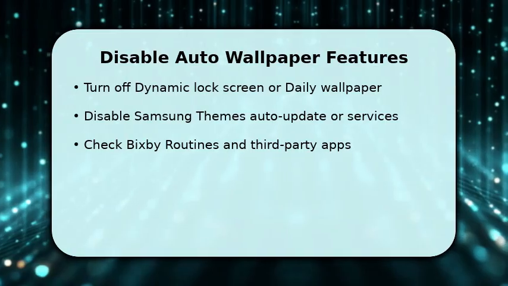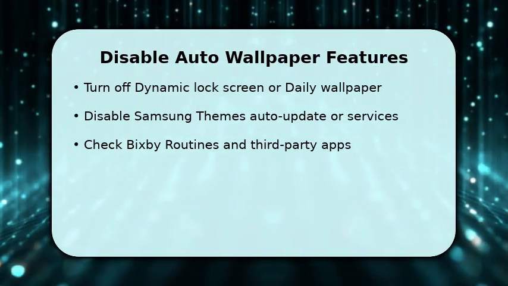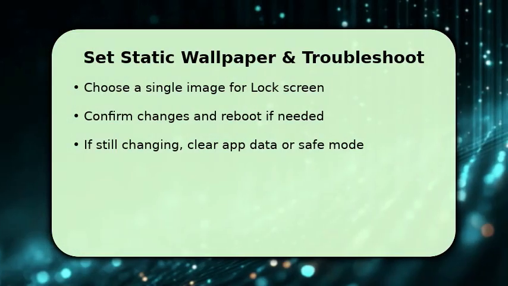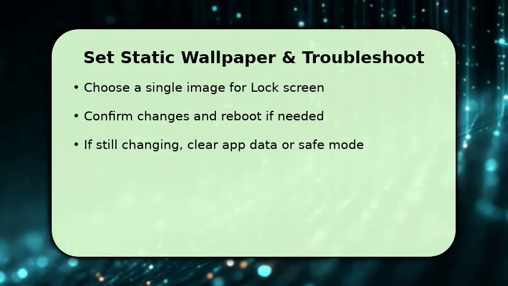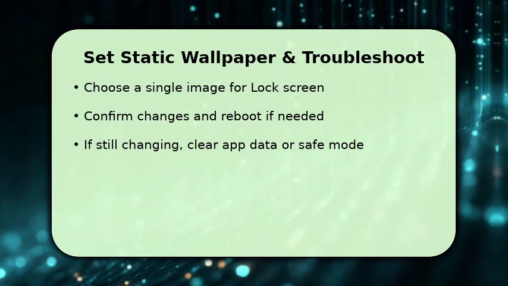Make sure to save. Finally, set a static image. Long press Home or go to Wallpapers, pick your preferred photo and apply it explicitly to lock screen only. Confirm and exit, then reboot the phone to ensure settings stick.